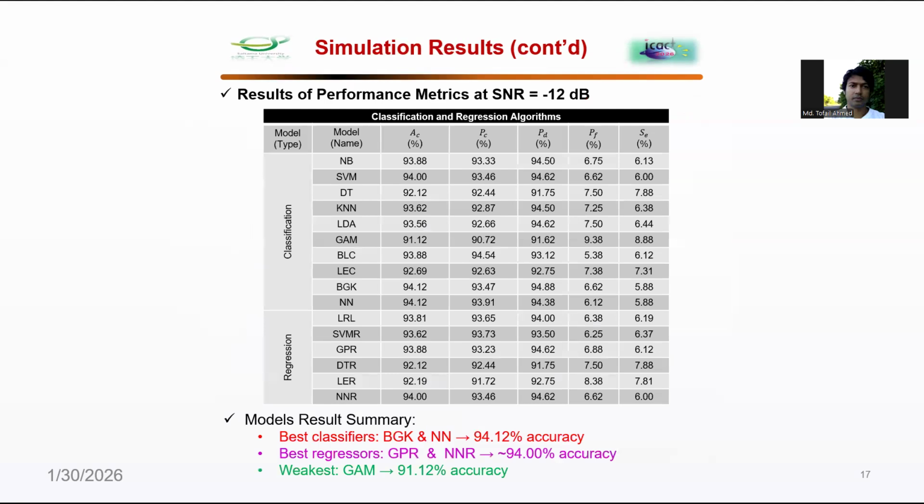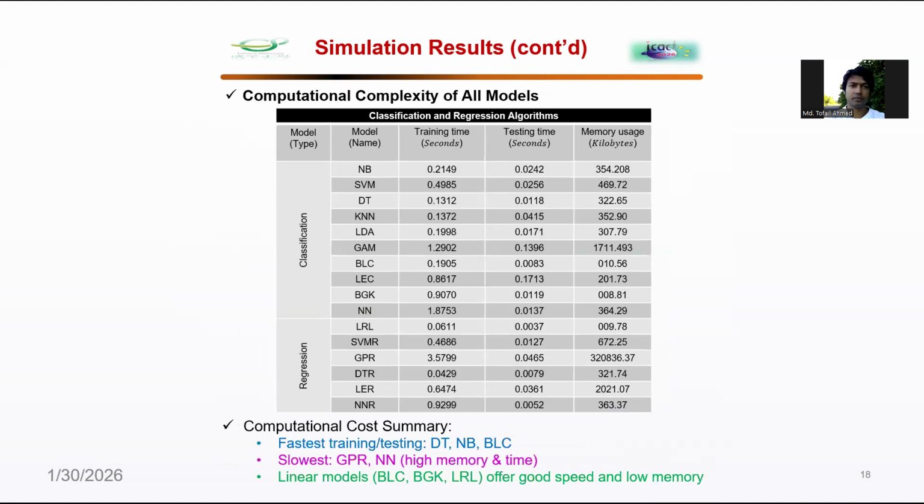At a slightly higher SNR of -12 dB, we see the accuracy metrics. The top performers in this test are the binary Gaussian kernel, BGK, with logistic learner classifier and neural networks for classification, as well as Gaussian process regression and neural network regression for regression tasks, all of which achieve around 94% accuracy. The generalized additive model, or GAM, is the weakest in this test set.